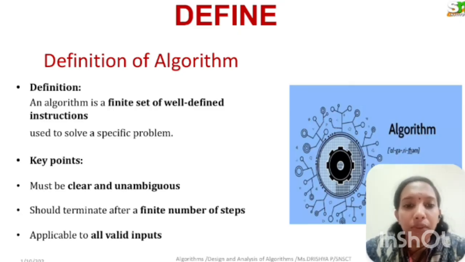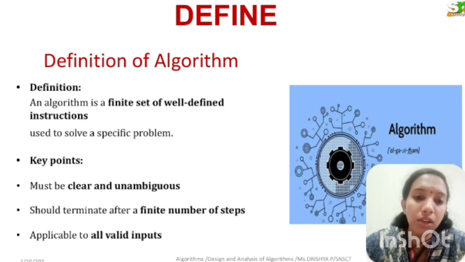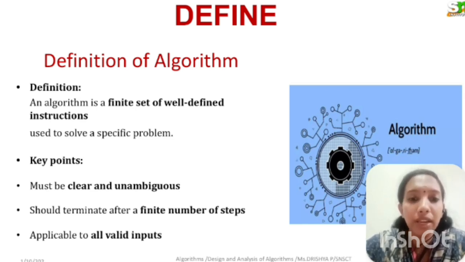Now the definition of algorithm: an algorithm is a finite set of well-defined instructions. The instructions mean the step-by-step procedure. What is the next step? What can we do now? What can we do after completing this step? What is the next step? That is the finite set of well-defined instructions. That is the definition of algorithm.